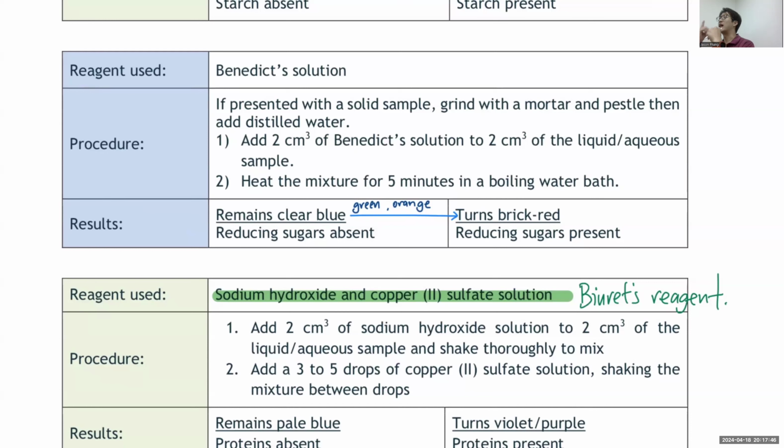After I filter the mixture, do I test the residue or the filtrate? Filtrate. How to remember? Residue remains on top, filtrate flows through. So you test the filtrate.